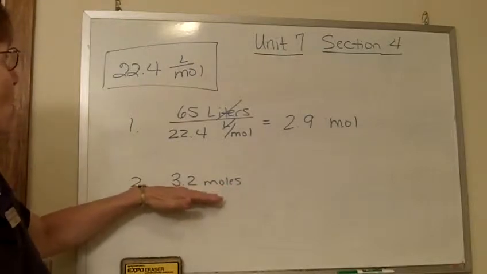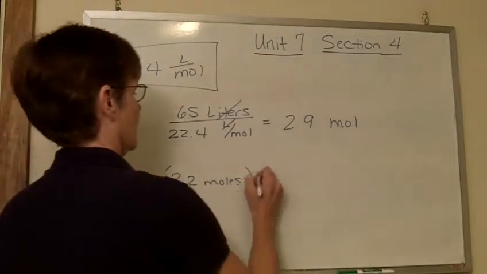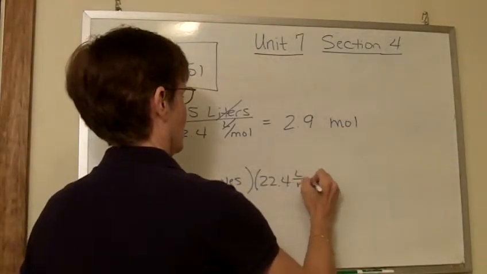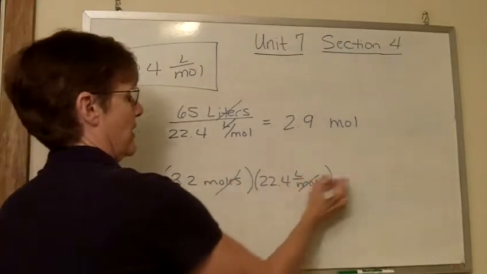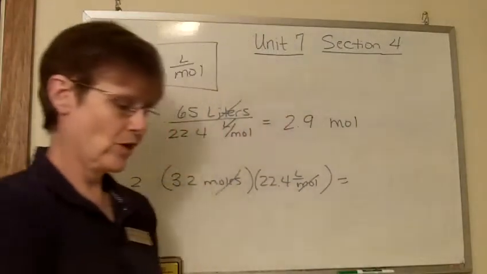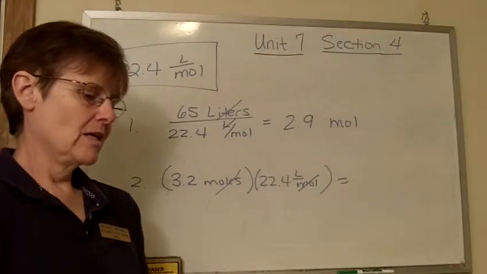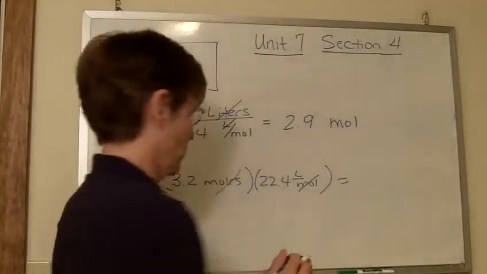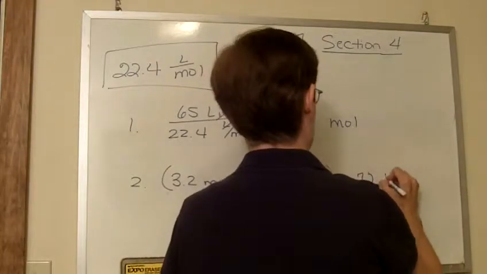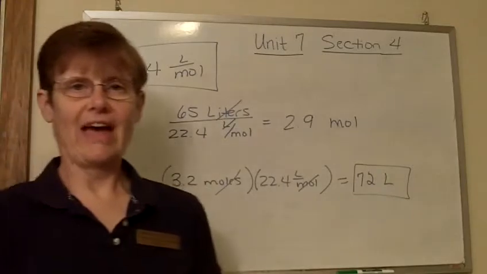So 3.2 moles, each mole occupies 22.4 liters. So notice that moles are going to cancel out as we do the math here. So 3.2 times 22.4 is 71.7, no, two significant figures, 72. And that will be our final answer for that.